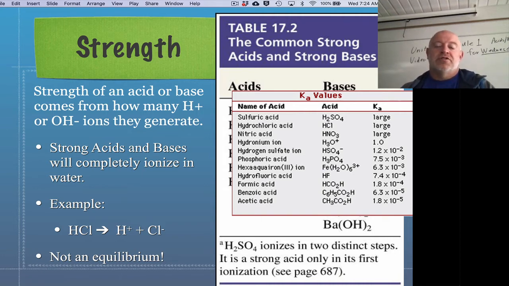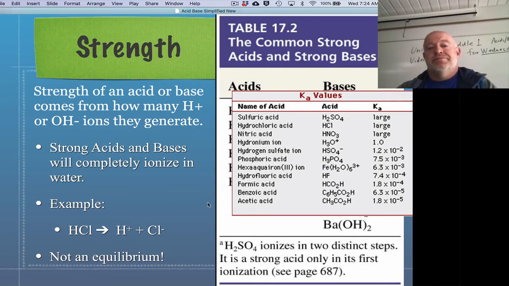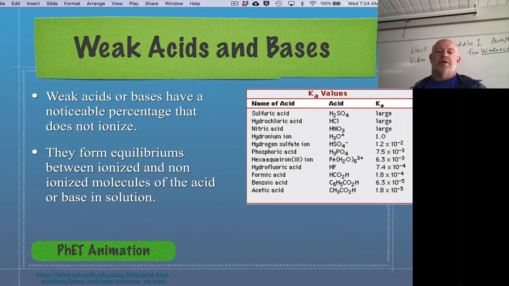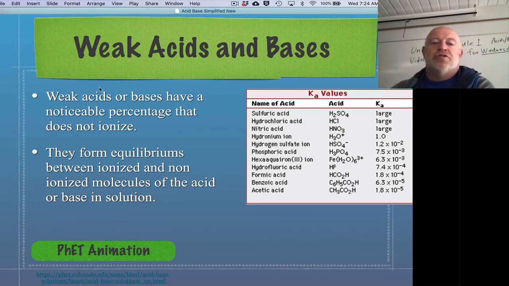Even though it's a strong bond, it's still a weak acid because it doesn't completely ionize in solution. Okay. Now, if we keep this idea rolling about our acids and bases, what does it mean to be a weak acid or weak base? This means that they have a noticeable percentage that does not ionize in solution.